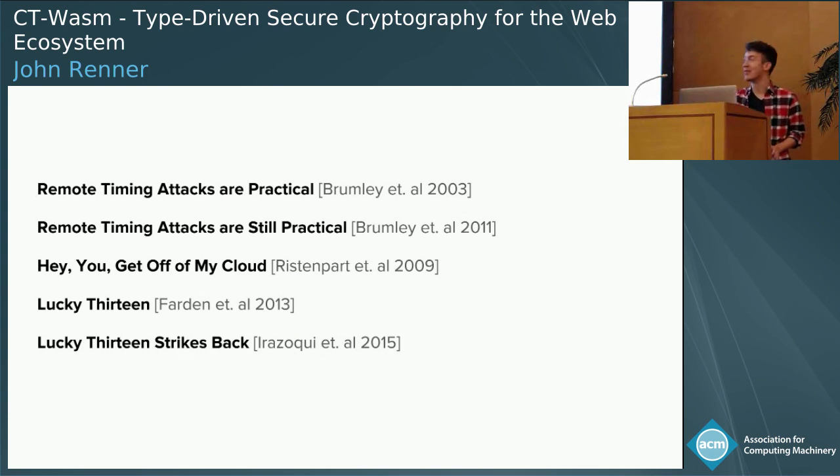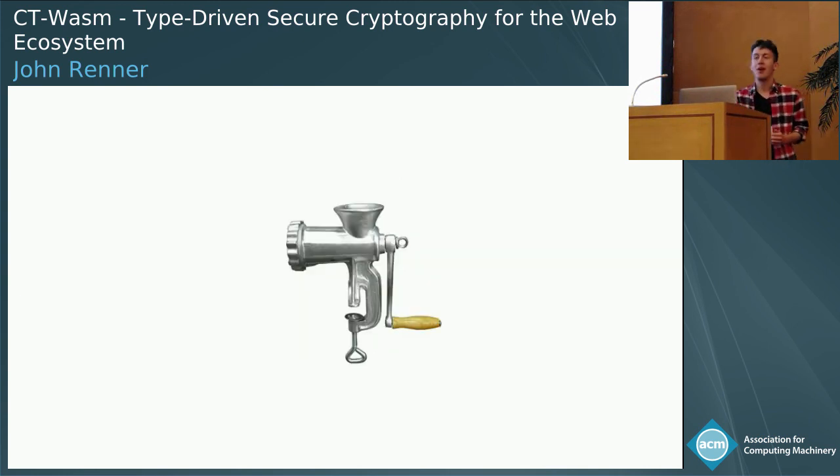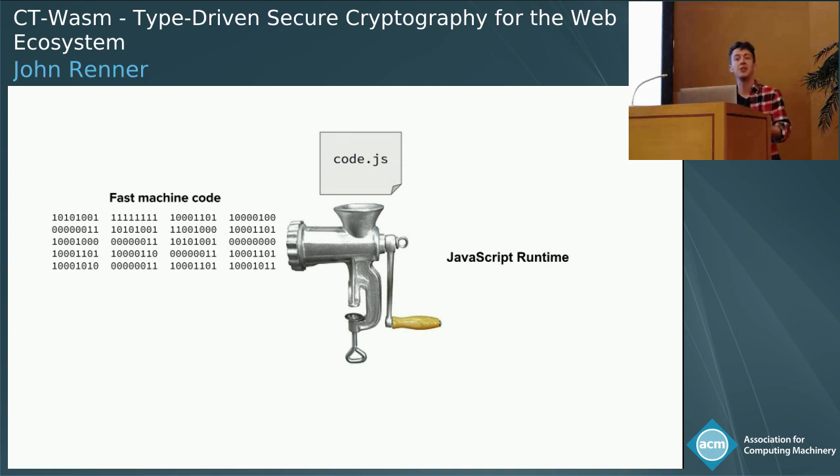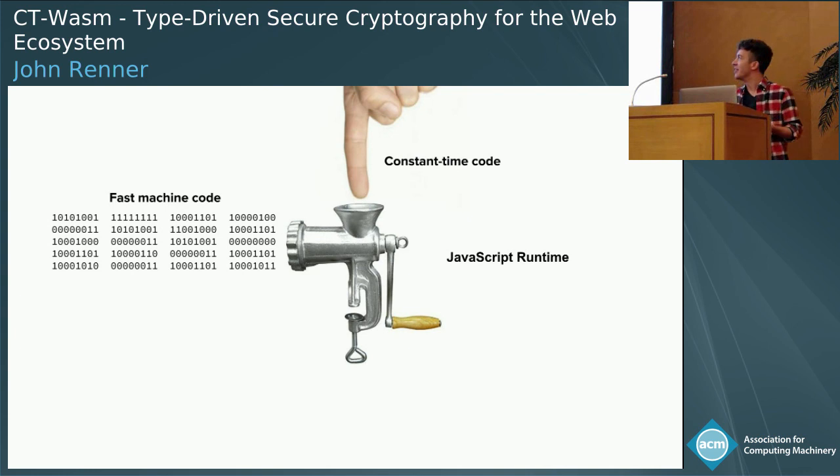And to illustrate why this is a problem, I present this meat grinder. But for our purposes, we're going to call it a JavaScript runtime. And the meat grinder takes your JavaScript code and outputs fast machine code. That's what it does. You give it scripts, it gives fast machine code. But in doing so, it's going to rip apart your program. It's going to insert things, remove things, restructure things in order to get the fastest result it can. The problem is, just like a meat grinder, it does one thing with whatever you put in it. So if we put in constant-time code, it will give us fast code, but not guaranteed constant-time code out the other end.